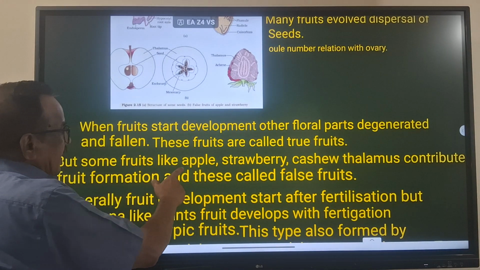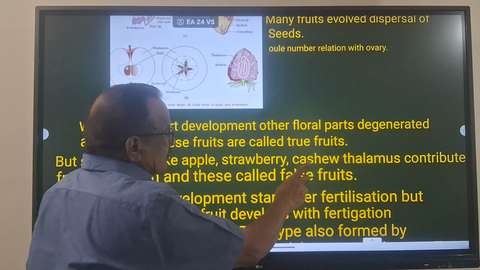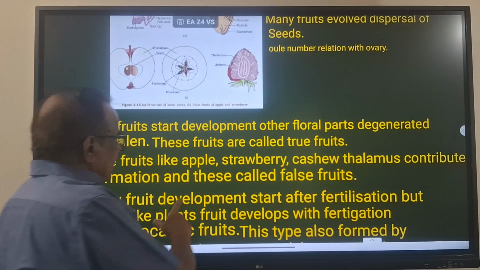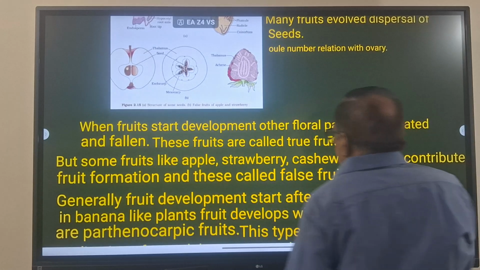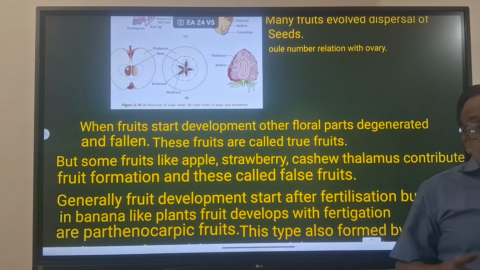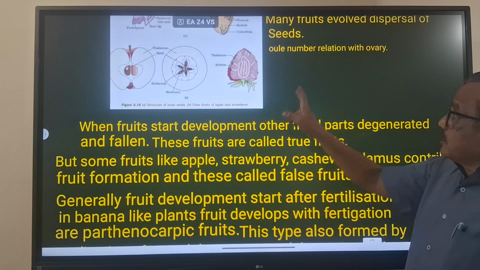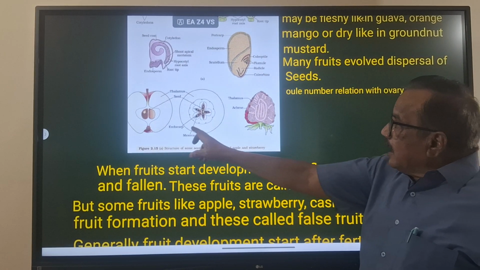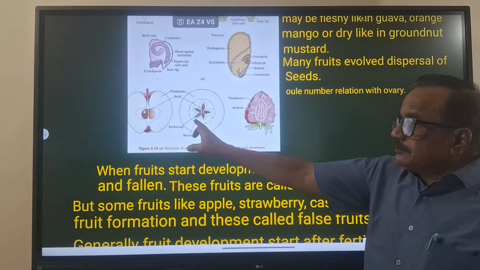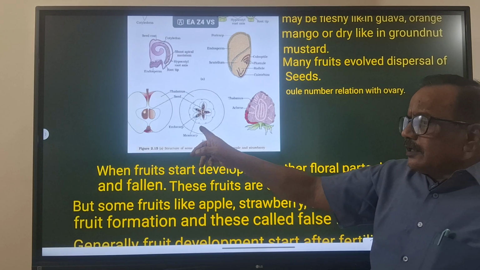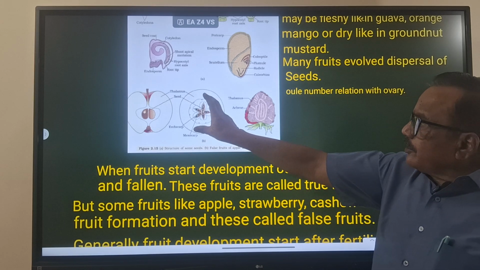But some fruits like apple, strawberry, cashew, thalamus contributes to fruit formation, and these are called fleshy fruit. These are false fruits. So here thalamus participates. That only he has given. This question he has given in 2024.